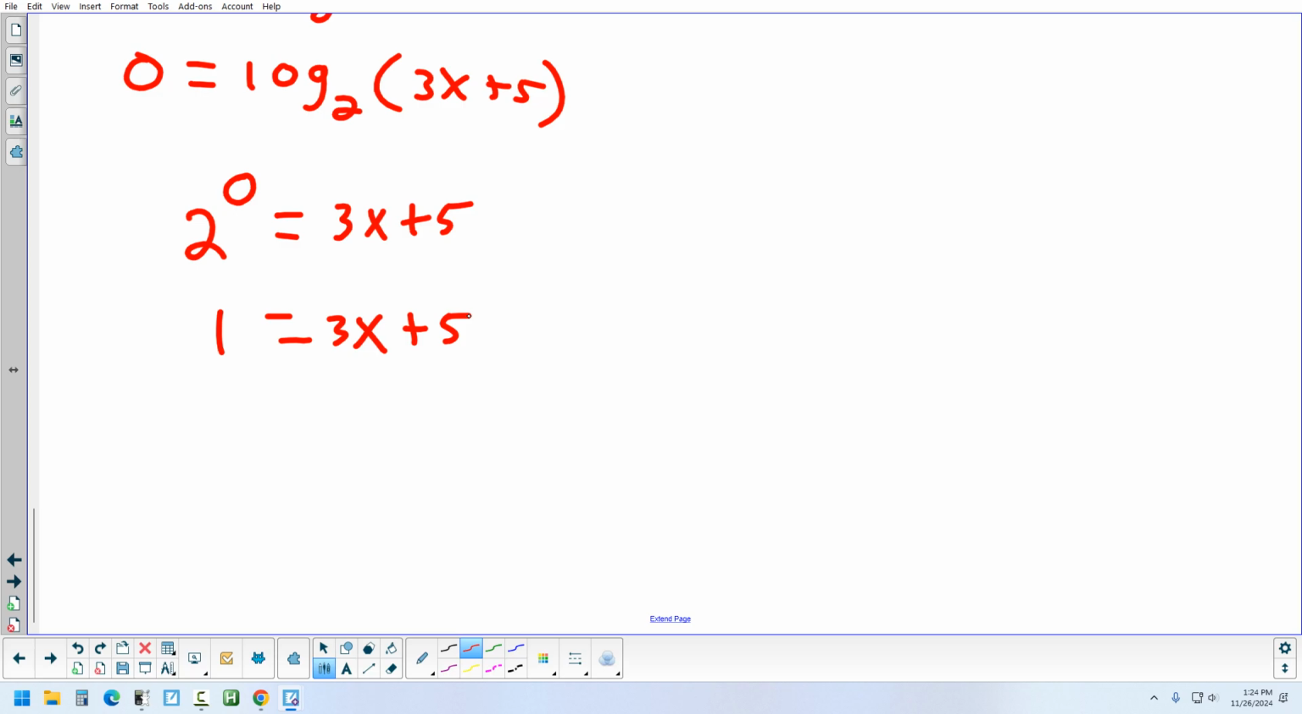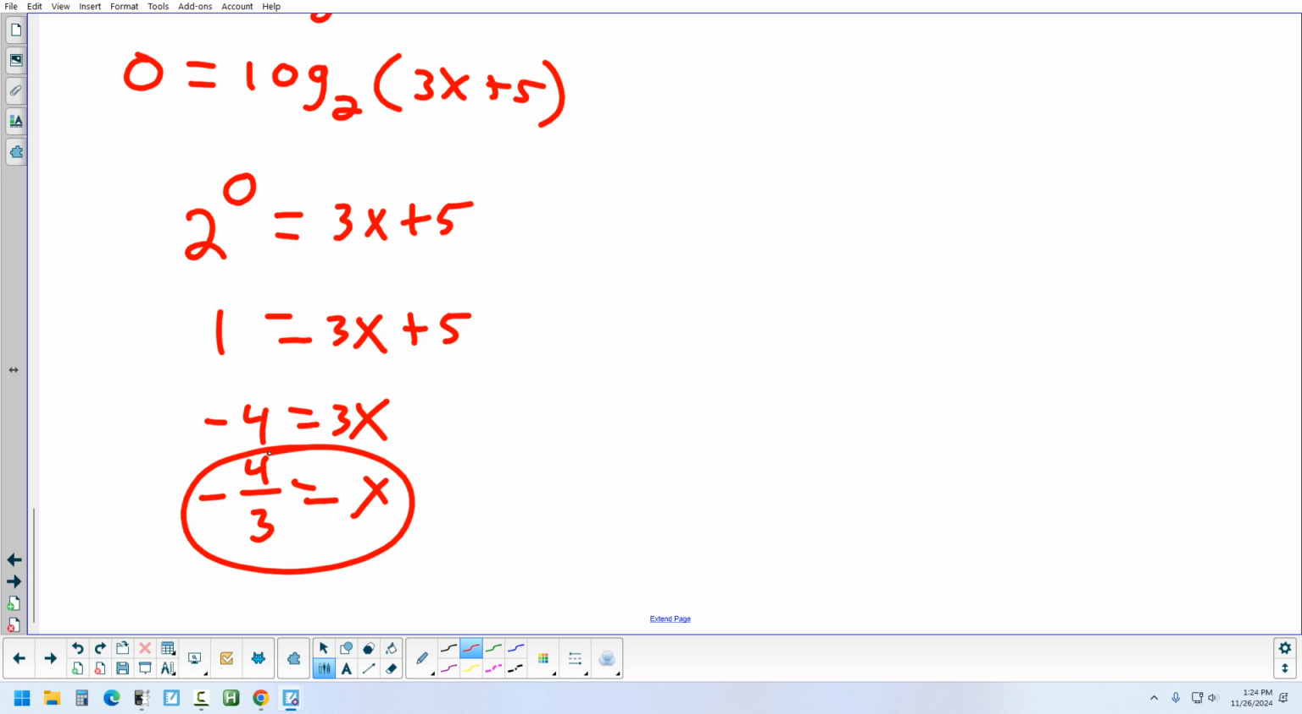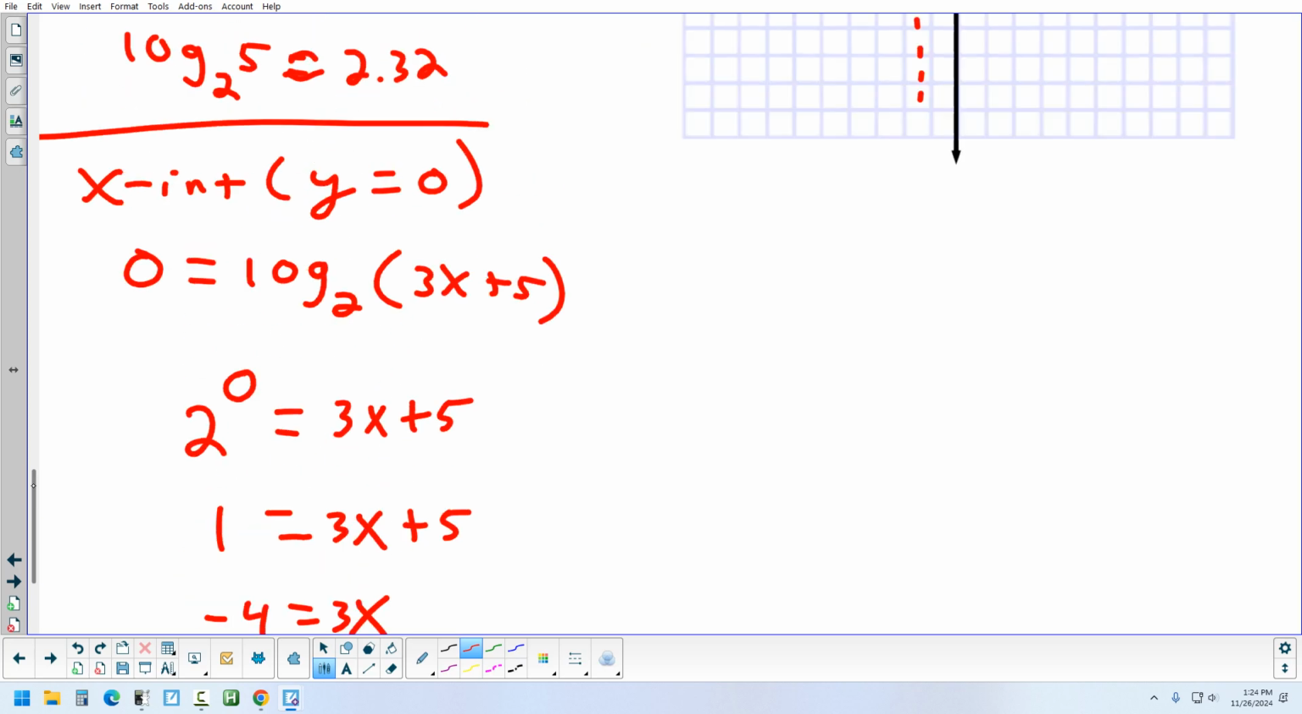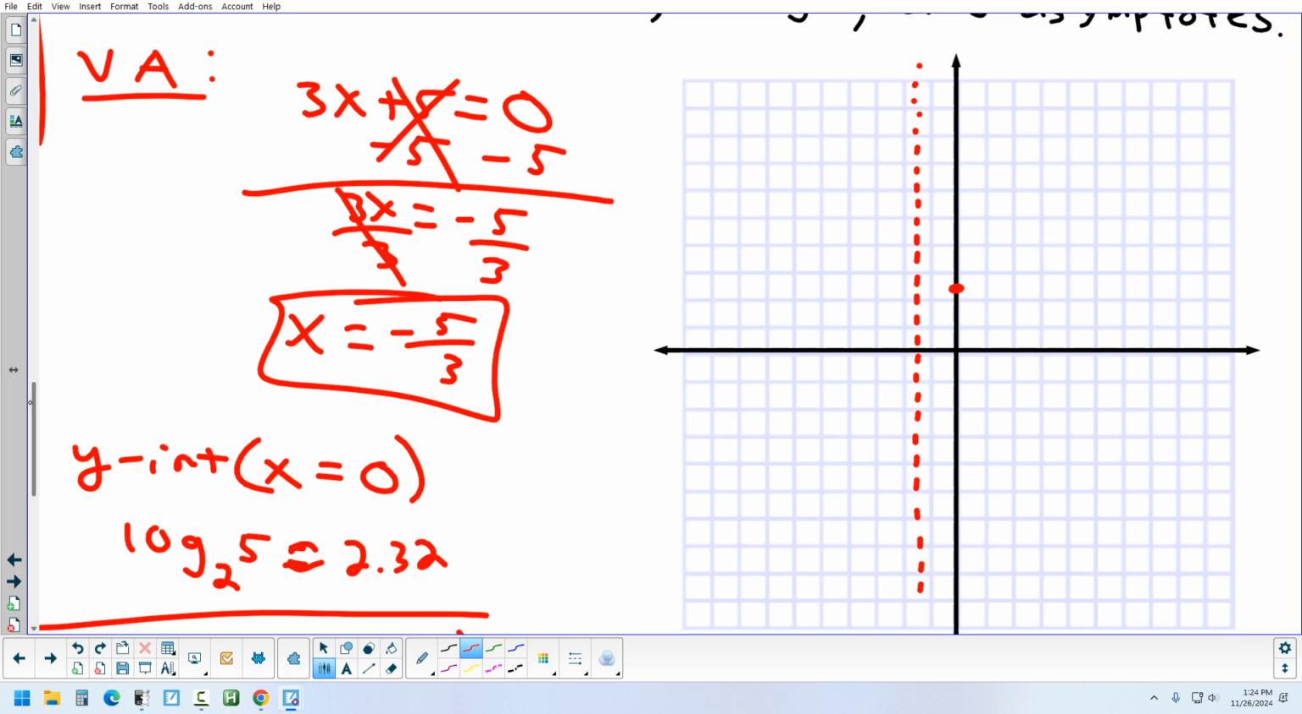So we get that. My next step to get x by itself is subtract 5. And my last step is divide by 3. We get negative 4/3, so it's negative 1 1/3. So it crosses the x-axis around negative 1.3. So that would be about right there.